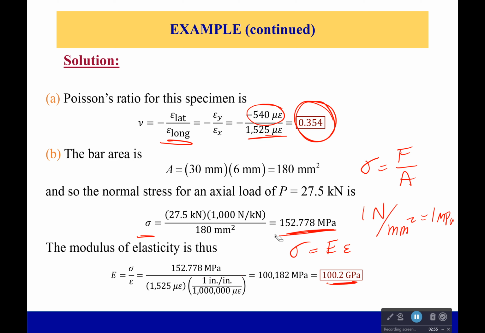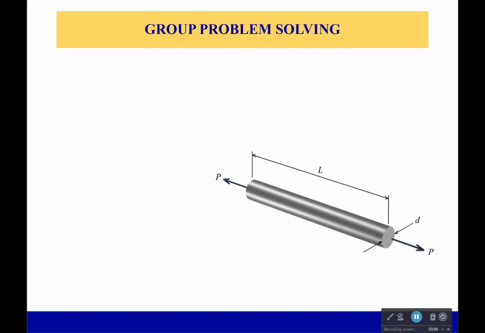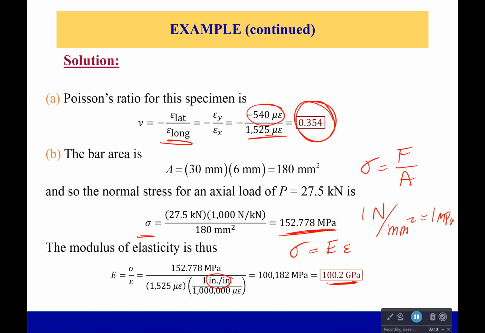If you're worried on the fact that this is inch per inch here and everything else is metric, you don't need to be, because strains don't really have a unit. Inch per inch cancels. It's nothing. It's just to remind us that that was a strain. Yep. And that will be it.